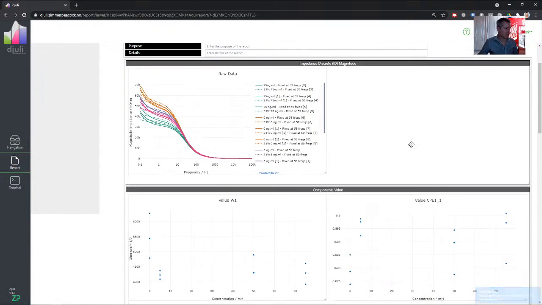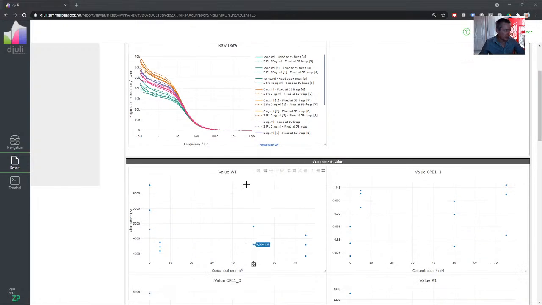So now it's actually done this. I think this is the only piece of software in the world that will do this. I think what's wrong with impedance spectroscopy for biosensor developers is that it was invented by people interested in corrosion and people interested in batteries. In those applications, it's more rare that they're interested in signal versus concentration. But at ZP, we're really interested in signal versus concentration.